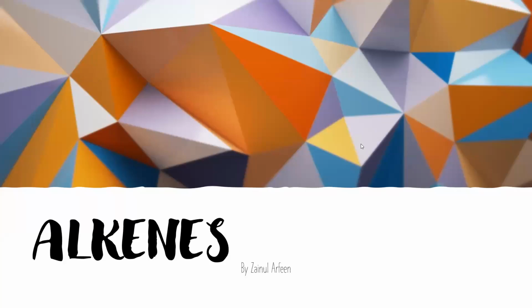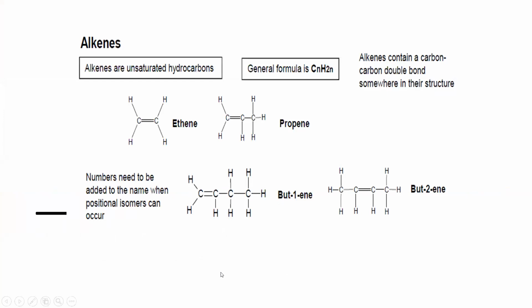So this is the last topic of Unit 1, which is about the alkenes. In this session, you will learn how to name the alkenes, what the geometrical isomers of alkenes are, as well as the chemical properties of alkenes. First, naming of alkenes. They are known as unsaturated hydrocarbons with a general formula of CnH2n.